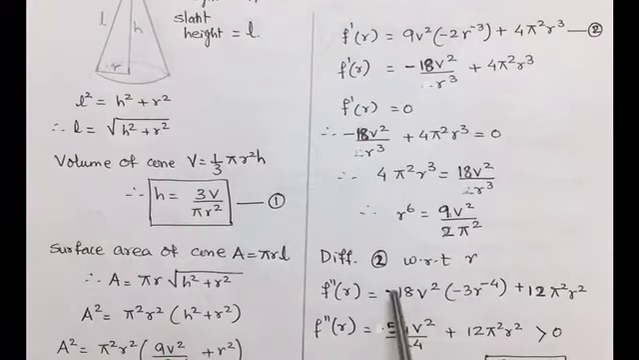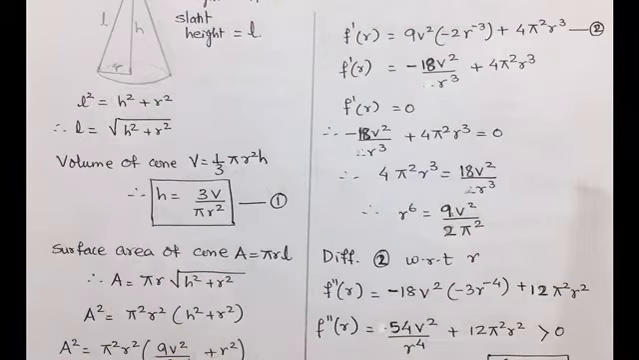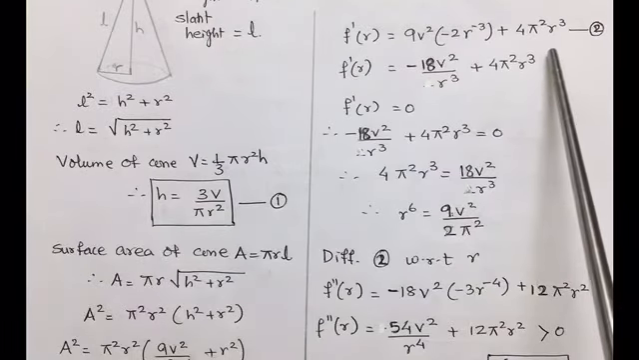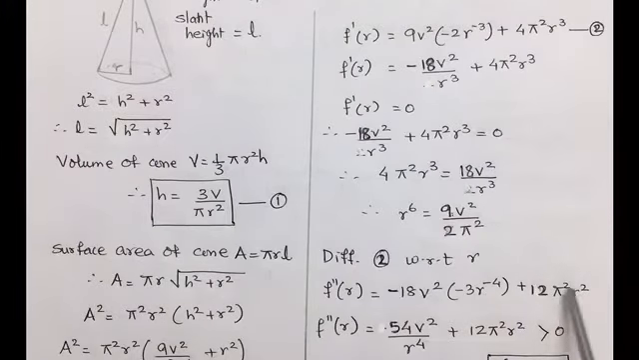Now differentiating 2 with respect to r for the second derivative, we get minus 18V square, derivative of r raised to minus 3 makes it minus 3r raised to minus 4, plus the derivative of r cube is 3r square, so it gives us 12 pi square r square. So this is how the second derivative is calculated.